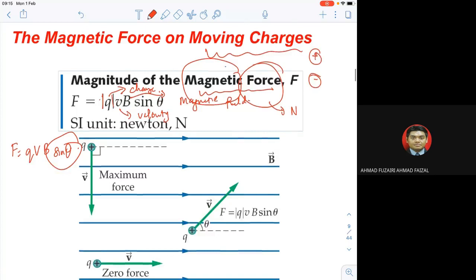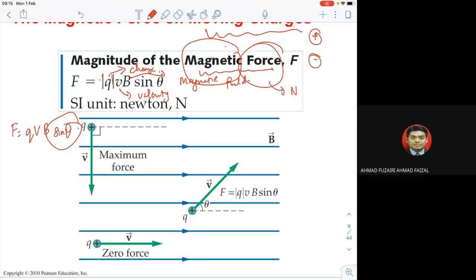Here are some references for how you can decide what your theta is. Look at this first part, where you have a positive charge going into the magnetic field, but perpendicular to the magnetic field. So the charge is perpendicular to the magnetic field. The positive charge is going down while the magnetic field is going to your right. So the theta here is 90.